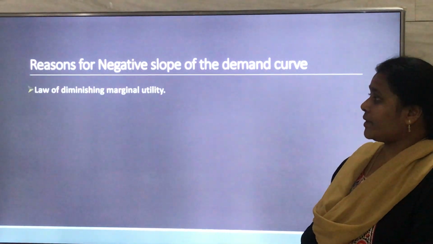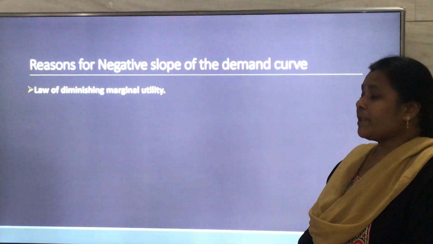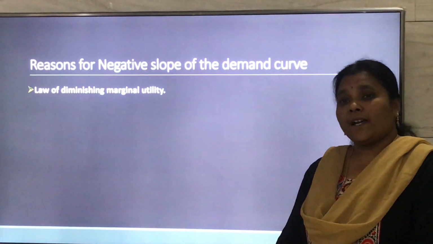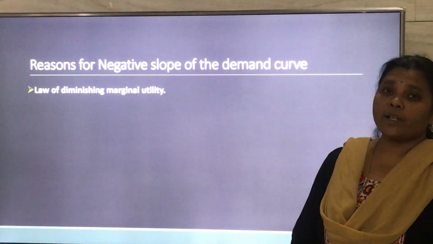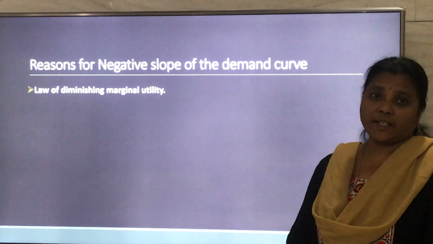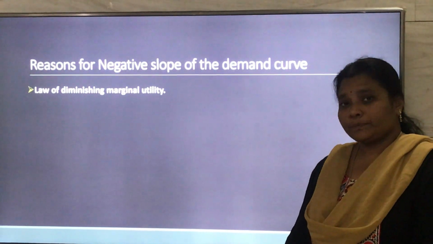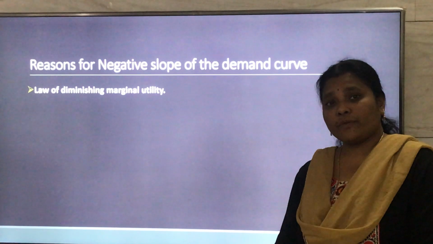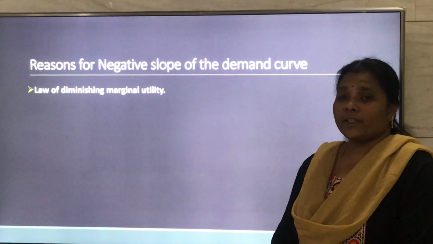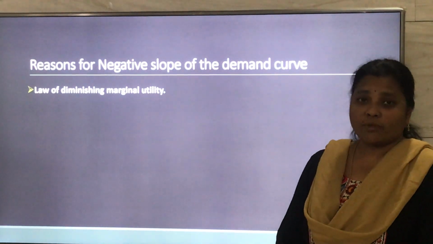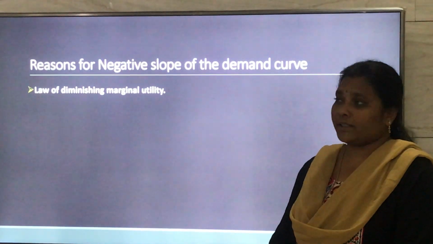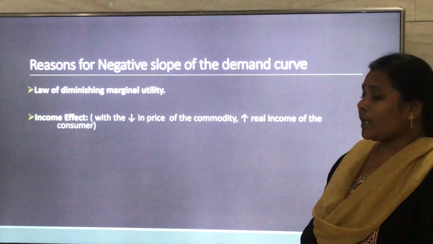The first reason for this negative slope is the law of diminishing marginal utility. In the law of diminishing marginal utility, we learned that as the consumer goes on consuming more units of the commodity, the additional satisfaction he gets diminishes. In the same way, as the price of the commodity increases, the quantity demanded decreases. So there prevails an inverse relationship between price and quantity demanded, because of which the demand curve slopes downwards from left to right.